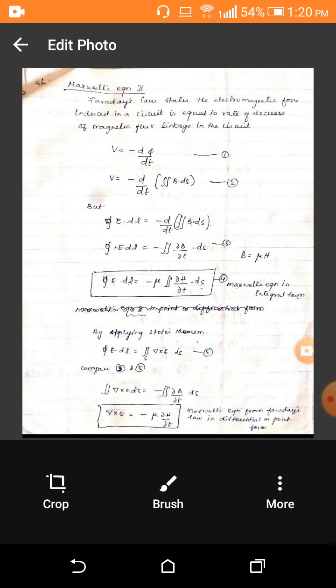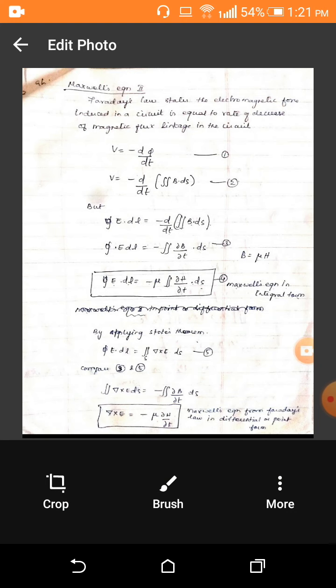Mathematically, it is expressed as V is equal to minus dΨ by dt, where Ψ is the scalar magnetic flux. The negative sign indicates the induced EMF always opposes the time varying magnetic flux. Therefore, the scalar magnetic flux can be replaced by Ψ is equal to surface integral B dot dS. So, substituting this in the previous equation, you will get V is equal to minus d by dt double integral B dot dS.